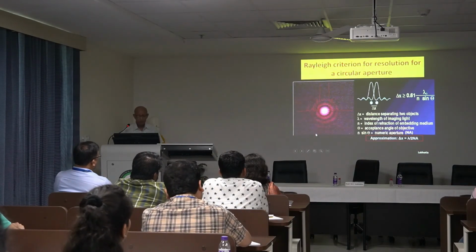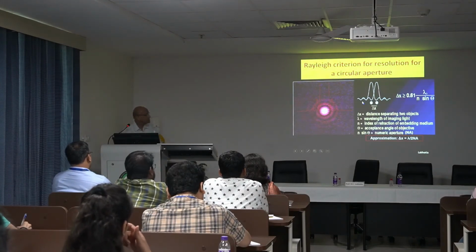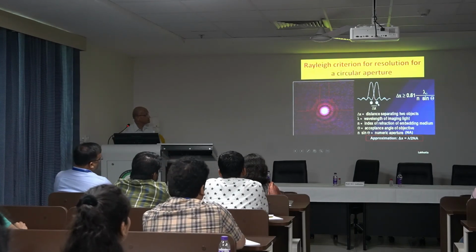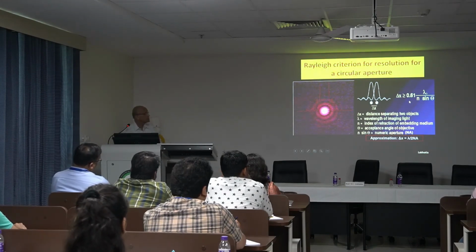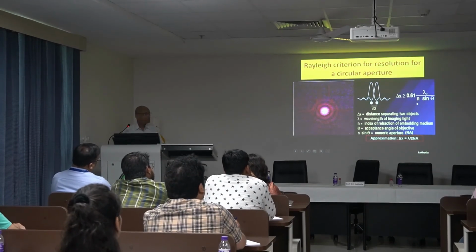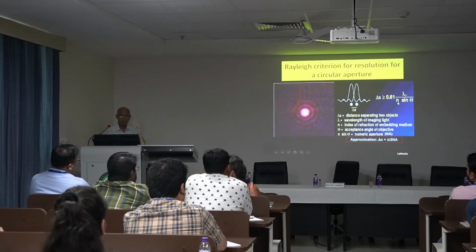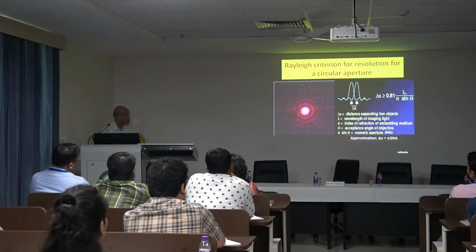Now, the numerical part here is calculated by Rayleigh and Abbe and others. Delta x is the distance between these two objects which you can resolve, which must exist so that you can resolve them as two separate objects. This is given by the formula: a constant 0.61, lambda, the wavelength in which you are examining, and the denominator is n, the refractive index of the medium, and sine theta, the sine value of the angle of the light cone.